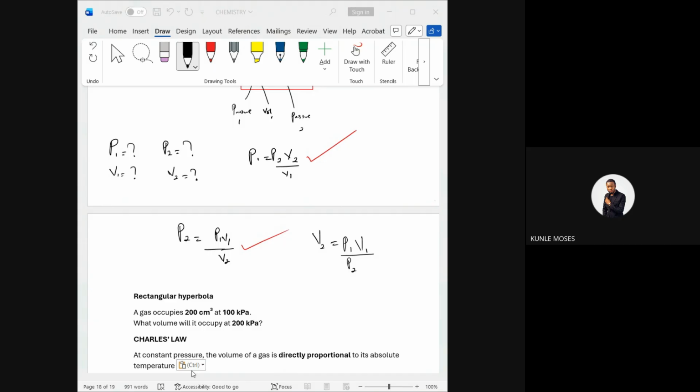Okay. Someone asked a question. Rectangular hyperbola. Let me show you the graph. It's just how the graph of pressure and volume of Boyle's law looks like. Maybe I will try to get to the graph. So you kindly do that question.